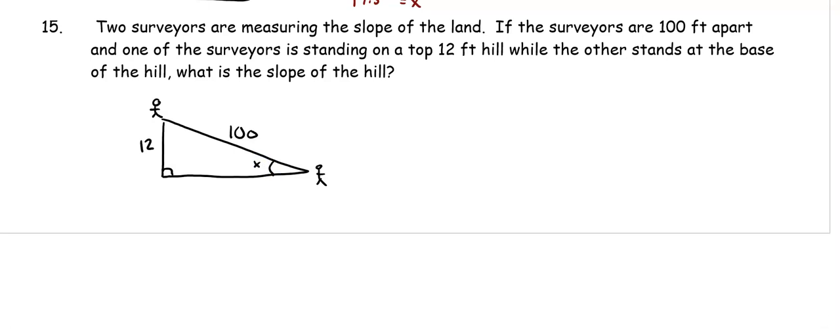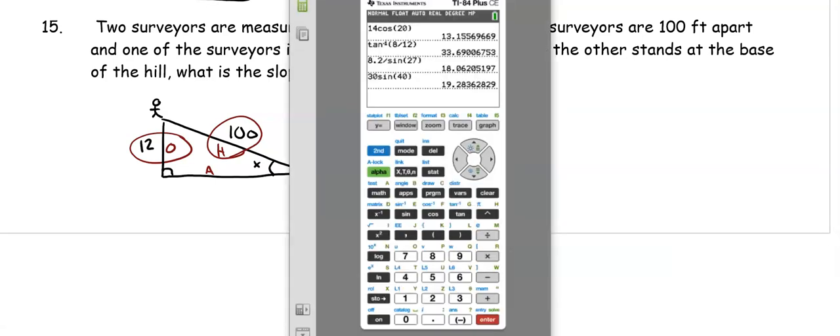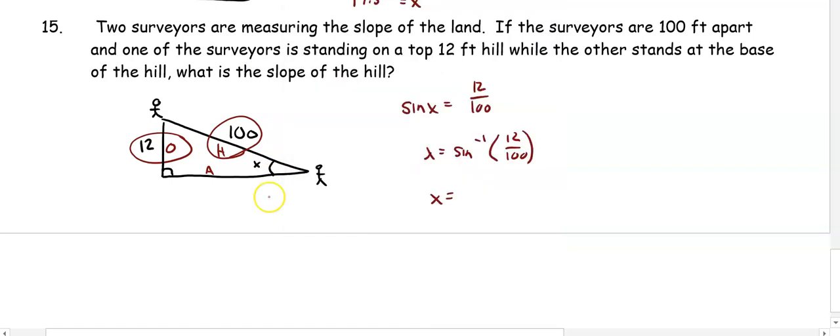So if we label our sides, opposite, adjacent, hypotenuse, again, we're using sine. So the sine of x equals 12 over 100. So we have the sine inverse of 12 over 100. Second sine inverse of 12 divided by 100 is going to be 7 degrees, which makes sense. It's a hill, so it's not going to have a steep incline, just going to go up a little bit.